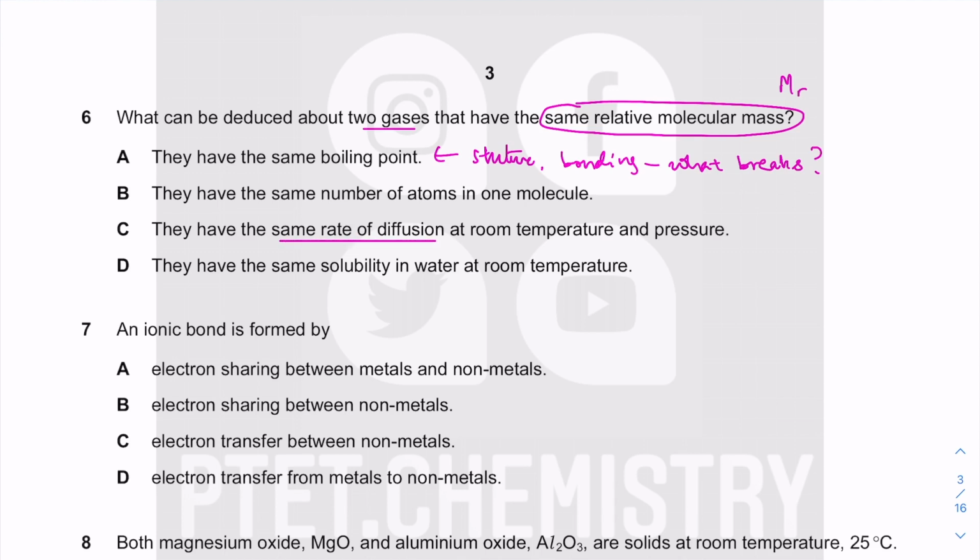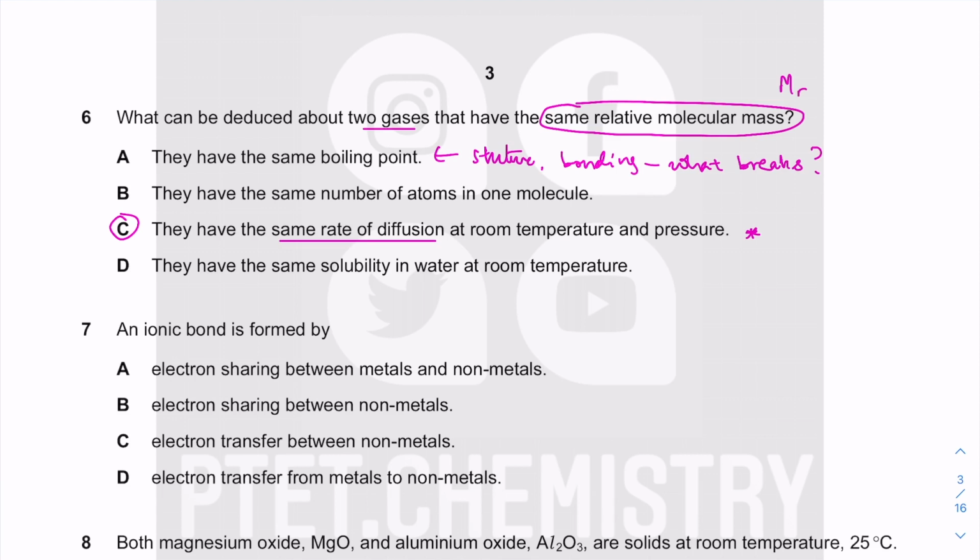Okay, kind of find the answer already. It's to do with rate of diffusion. You know that if you have gases that have the same molecular mass, they will diffuse at the same rate. They will travel the same distance in the same time. So same number of atoms in one molecule is not really correct.